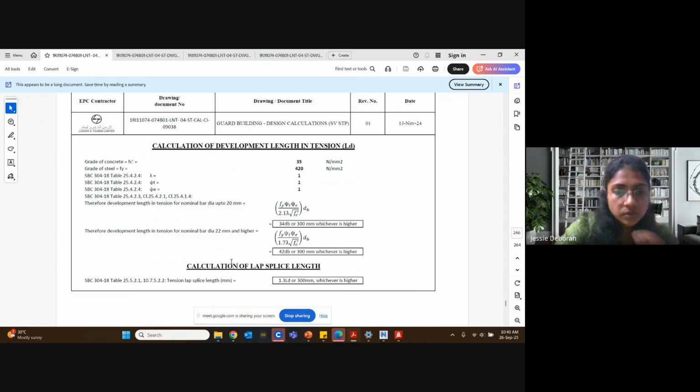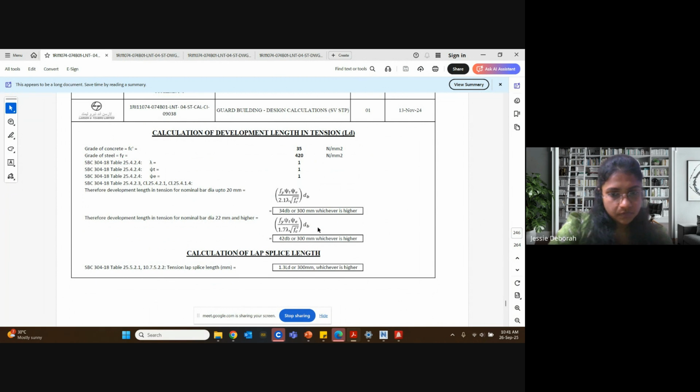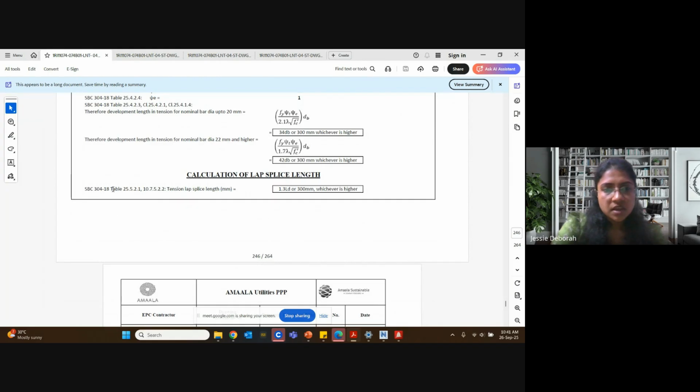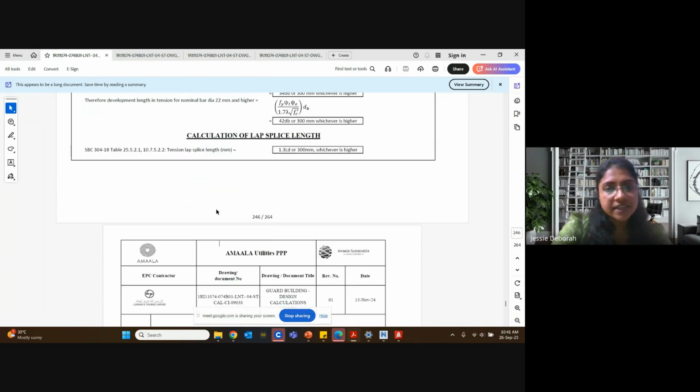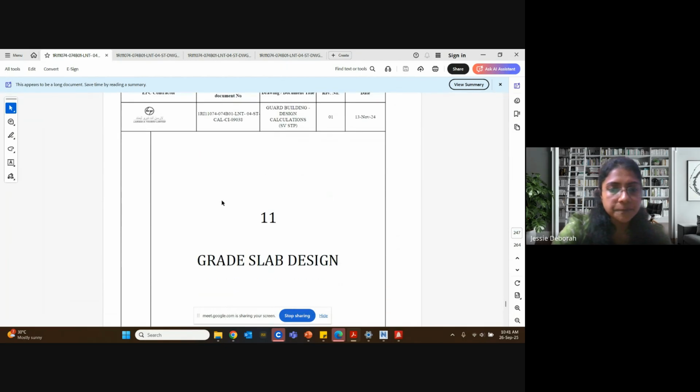Now based on that we will calculate, and because everything is under this, we will consider either 34 d or 300 mm. I think all your development length is only going to be 300 mm in most of the cases. What does the SBC code say? For tension lap length only, it is asking us to take 1.3 times Ld, whichever is higher. So we will mostly go with 300 mm only.